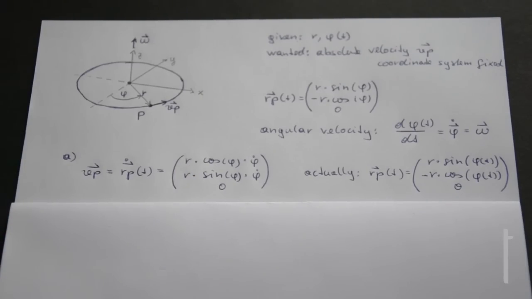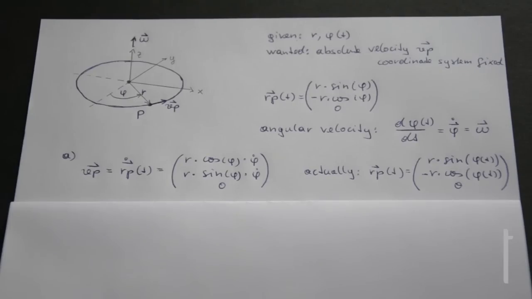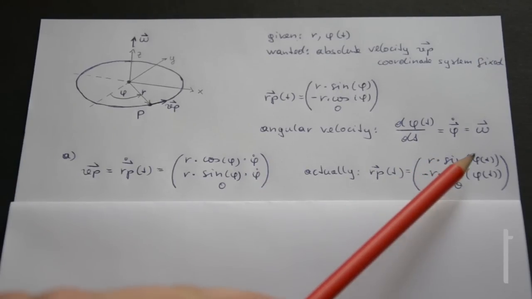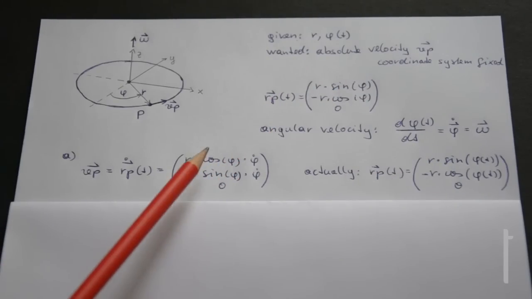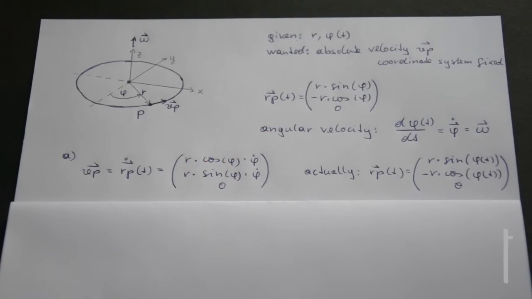We can simply do this by deriving the components separately, and we get this expression here. Please pay attention to the mathematical aspect here because of the chain rule. Actually, here we have sine of phi of t, and we are deriving with respect to time. So the sine turns into the cosine, and then we have to multiply by the derivative of phi, which, as we already know, is phi dot, the angular velocity. R is just a constant and stays in front.